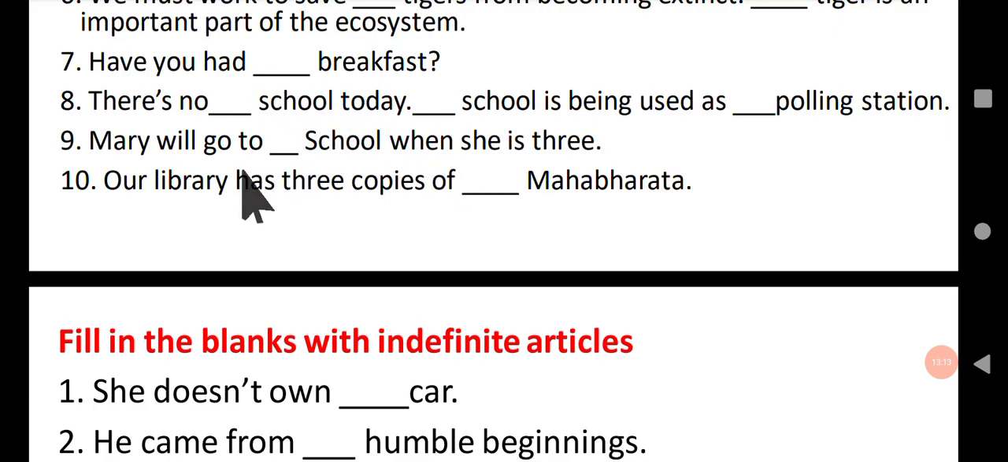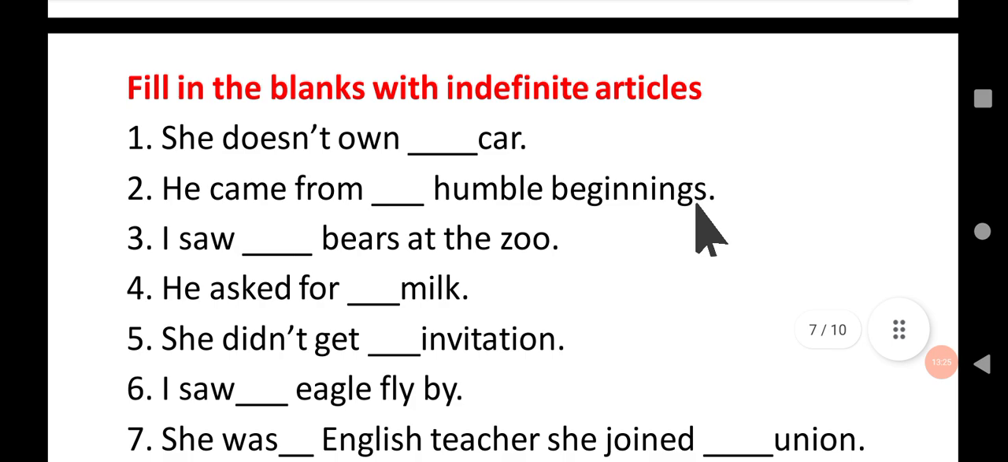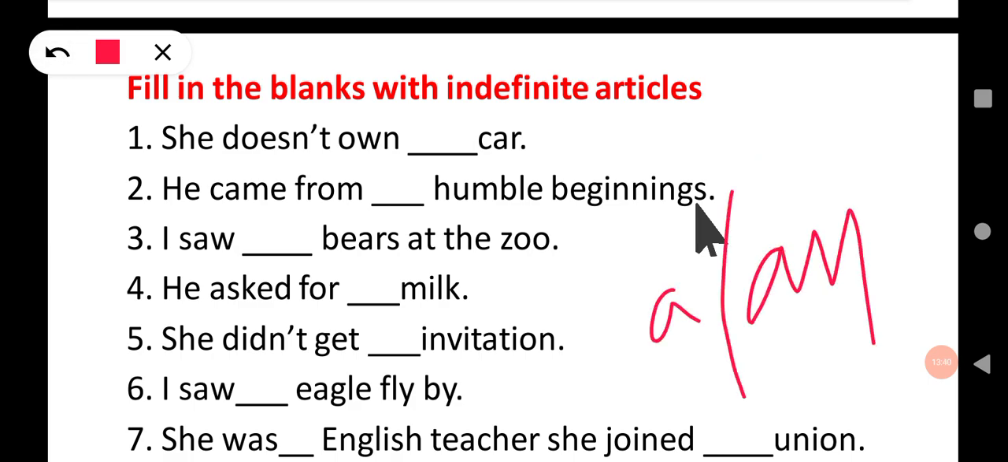No article. Zero article. Our library has 3 copies of dash Mahabharata. Mahabharata, it is always used with the holy scriptures. Okay, the Mahabharata. Next one, fill in the blanks with the indefinite articles wherever necessary. Okay, so indefinite articles in the sense a or an. Okay, so let us check which one is suitable.